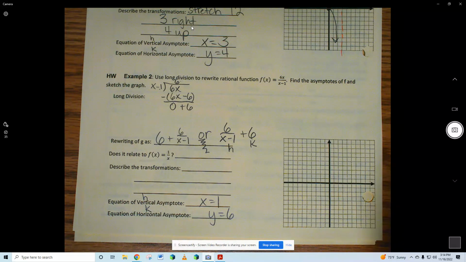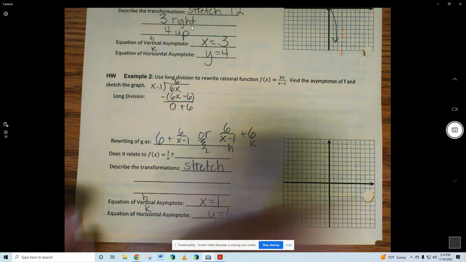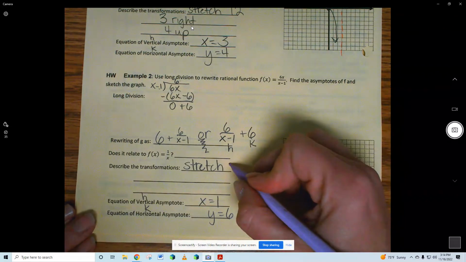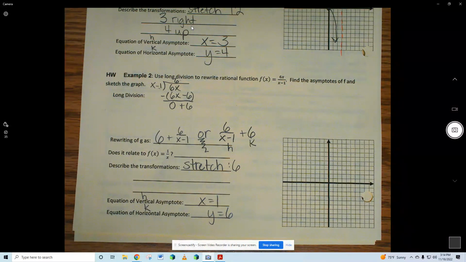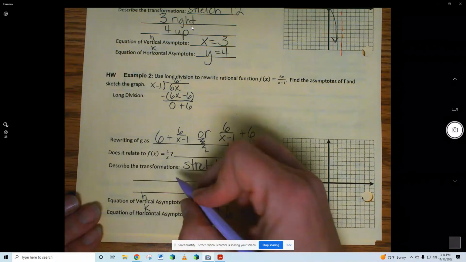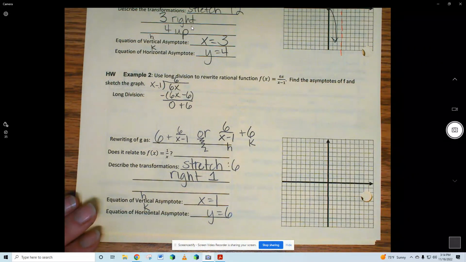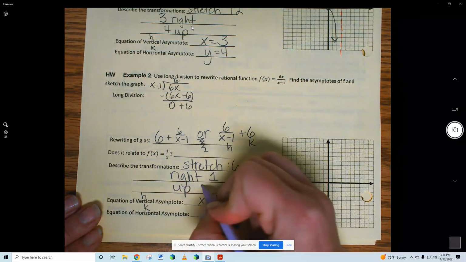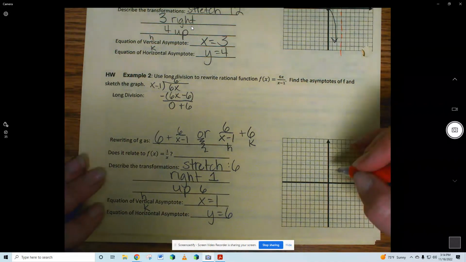All right. Describe the transformations. I have a stretch of what? And write what? And new people, please. Great. Stretch of 6. Thank you. Right what? Left what? What is it? Left 1. Right 1. Because remember how it's the opposite sign? It's the same as before. And 6 what? Up 6. Please make your dashed lines and your vertical asymptote.